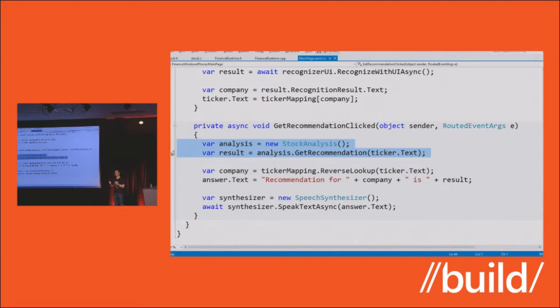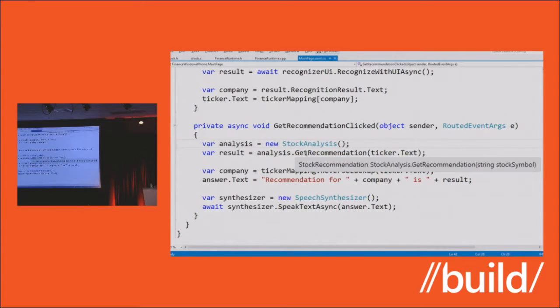It's the stock analysis. That's the code that I'm going to show you that wraps that old native code into a Windows Runtime wrapper callable by C#. So again, I just new it up. I call a method on it. Completely transparent to me as a managed developer.